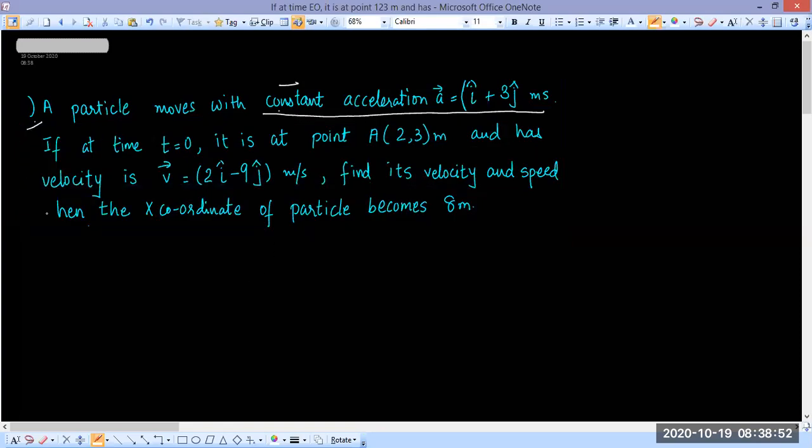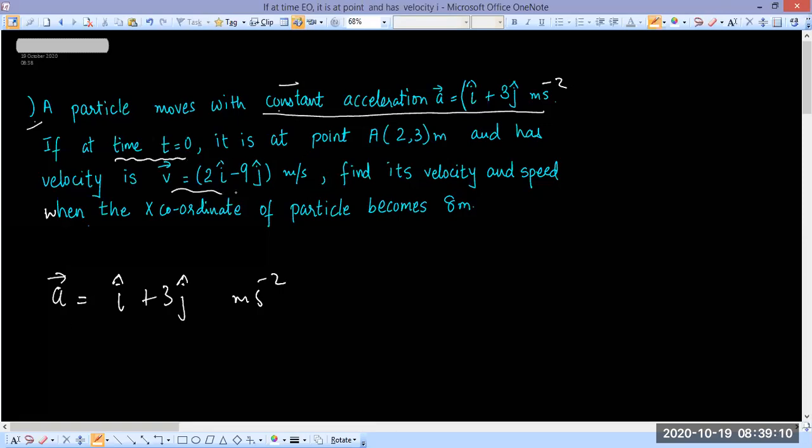Okay. So a particle moves with a constant acceleration. The acceleration is given as i caret plus 3j caret meter per second square. Initial velocity, I mean at time t equal to 0, initial velocity is given. I hope that is clear. Right? At time t equal to 0, initial velocity is given.